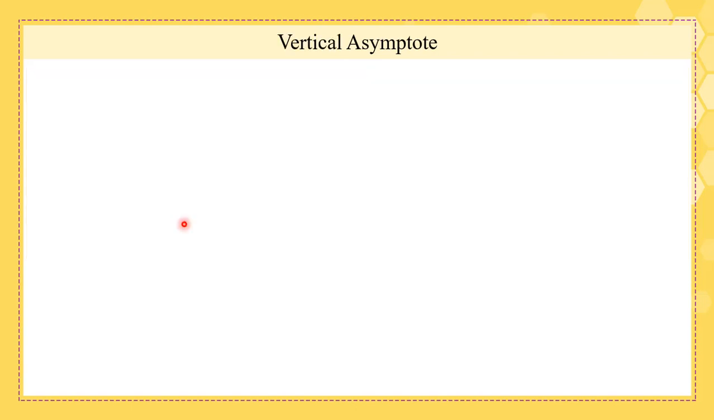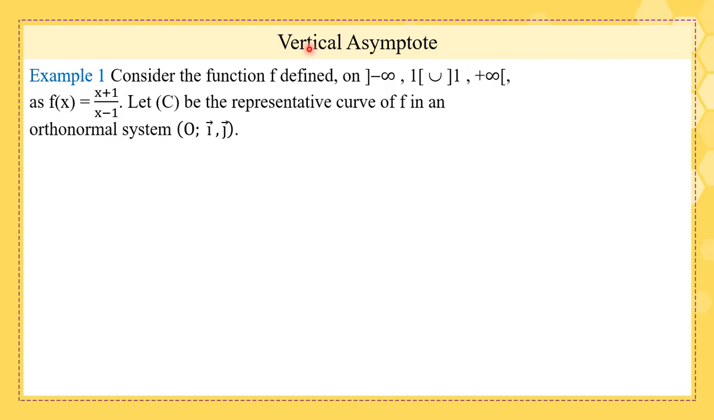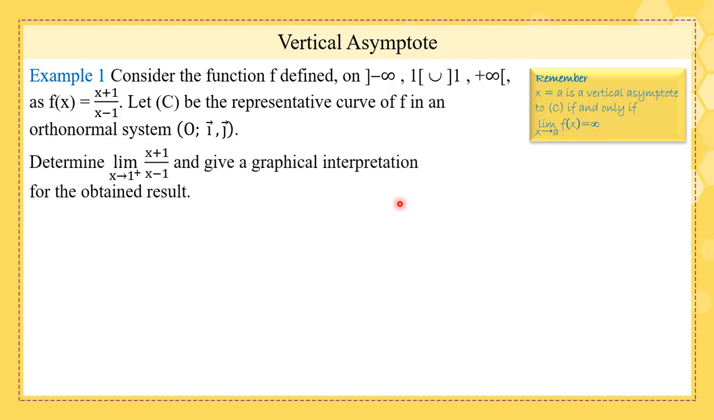Now let's take an example about a vertical asymptote. We have the function f and C is its representative curve. Remember, x equals a is a vertical asymptote if and only if the limit as x tends to a is infinity. Now the question is to determine this limit and to give a graphical interpretation for the obtained result. Now the limit is plus infinity, and this is because if we substitute 1 we get 2 over 0, and in this case is it 0 plus or 0 minus?